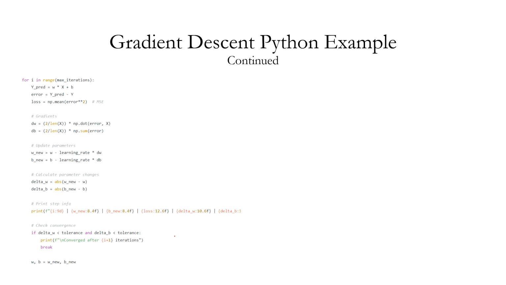And then we update the parameters. W minus learning rate times dw is equal to w new. Okay, and then the same for b, right? And then delta w is the difference between w new and w. And then we see that if delta w is less than the tolerance and delta b is less than the tolerance, then it converges and it breaks. Okay, the loop stops.